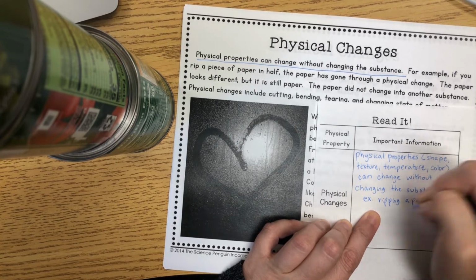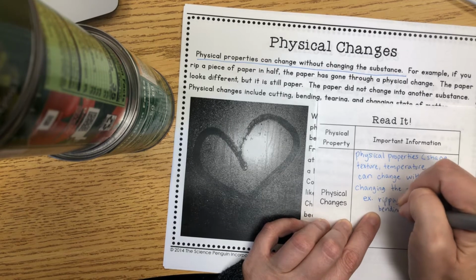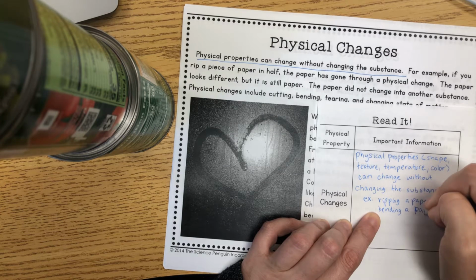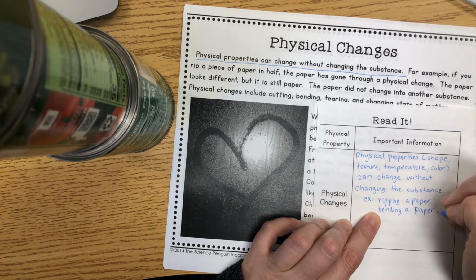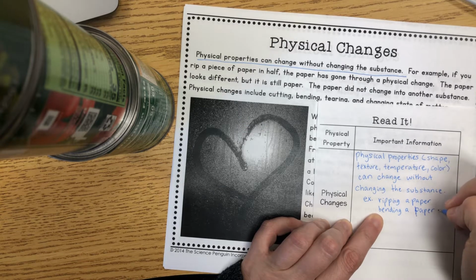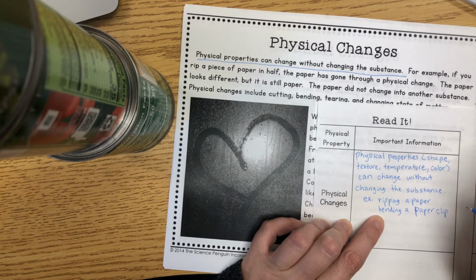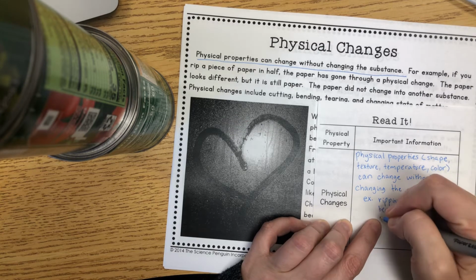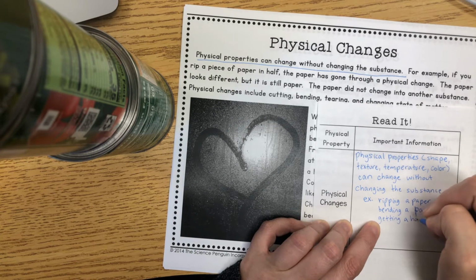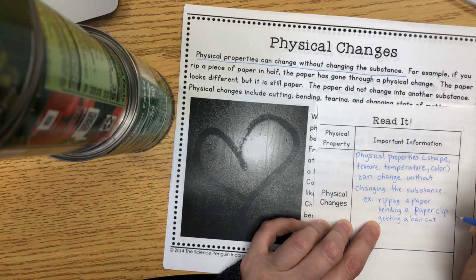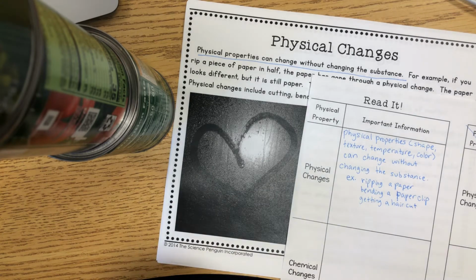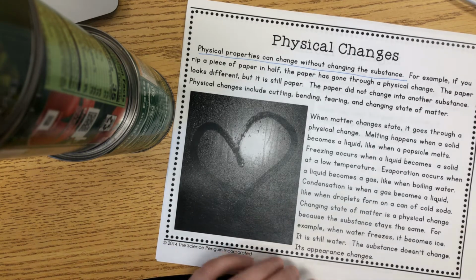Another example that popped into my head is bending a paper clip. That's something that drives teachers bananas when you have paper clips and you find them around your room bent into little shapes because kids have found them and are turning them into sculptures. Bending a paper clip, that's another example of a physical change. Getting a haircut. When you cut your hair, you haven't changed it into a different substance. It's still hair, but its physical property, its length, has changed.